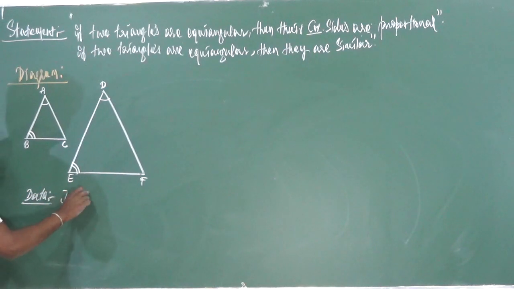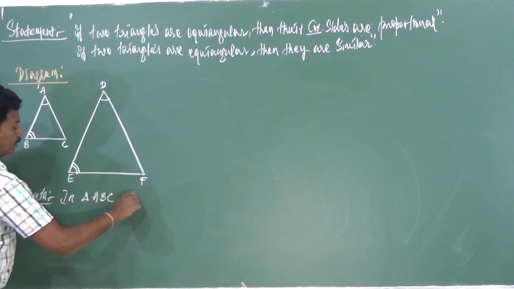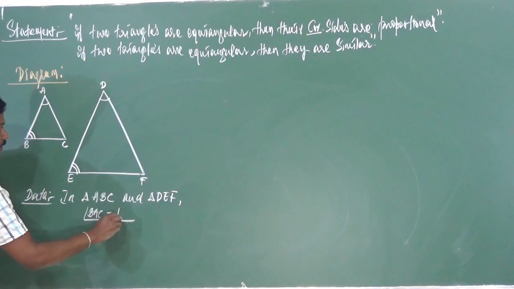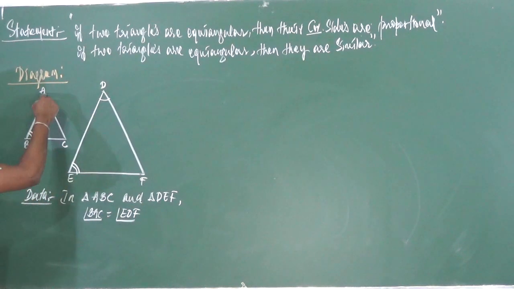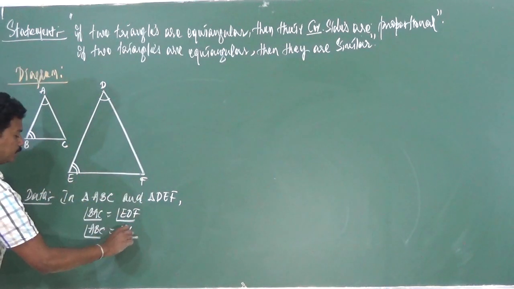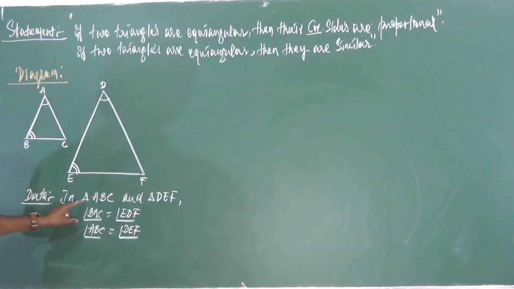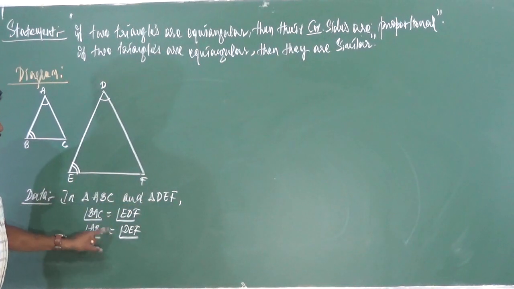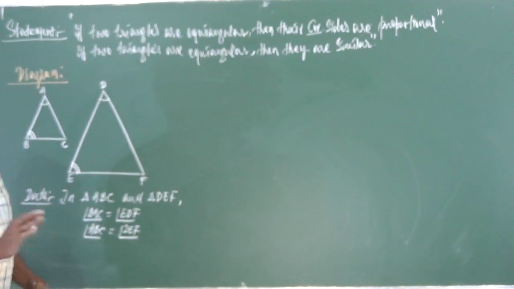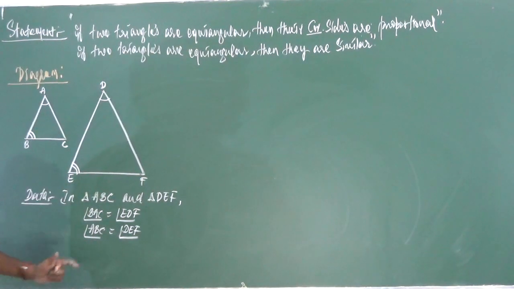In triangle ABC and triangle DEF, angle BAC is equal to angle EDF, and angle ABC is equal to angle DEF. Right. So two triangles I have named, and I have shown that they are equiangular by using the AA criterion. Not AAA, both are the same. I have used the AA criterion. So the description of the diagram is data, that is done.